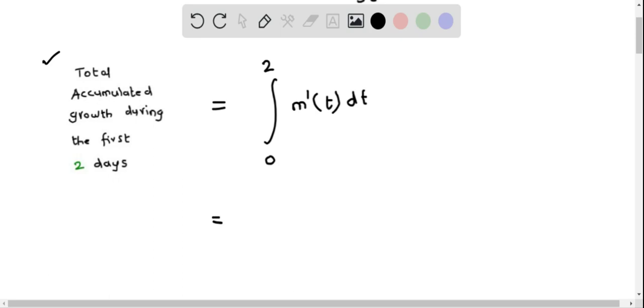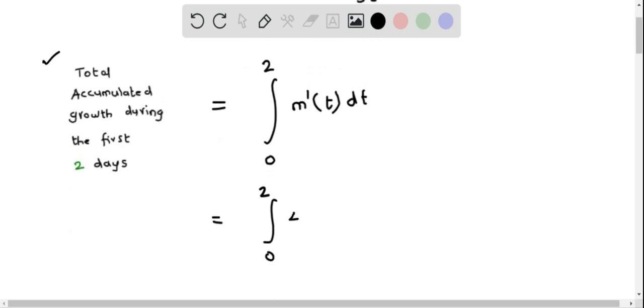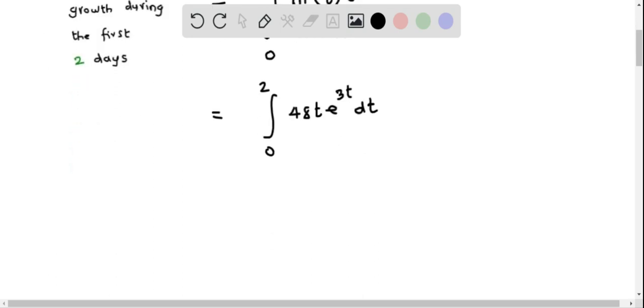I'm going to substitute m prime of t as given in this equation. So it is 0 to 2, m prime of t is 48t e raised to the power of 3t. So I put 48t e raised to the power of 3t inside the integral. Now let's see how to evaluate this integral. First, I factor the constant 48 out of the integral. So we can write this as 48 times the integral from 0 to 2 of t times e raised to the power of 3t dt.